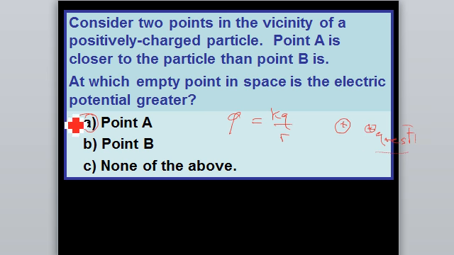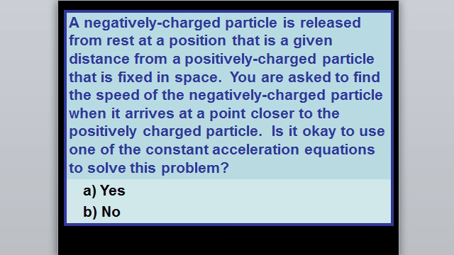So once again, we arrive at the case point A is closer. We would have to do more work to bring in the positive test charge, hence we'd be storing more energy, and hence the potential energy per charge is greater at the point in space that's closer, and hence the electric potential is greater at the point that's closer. Alright, probably too much said on that one.